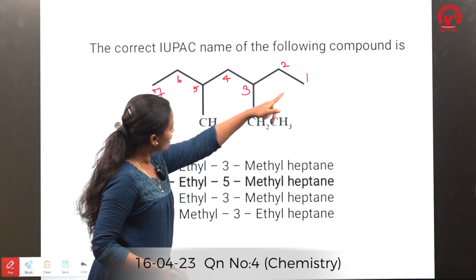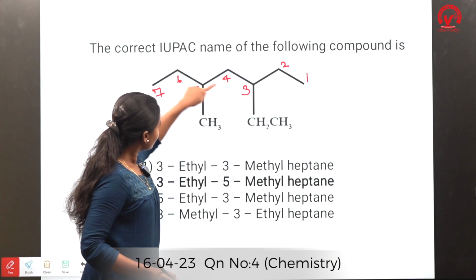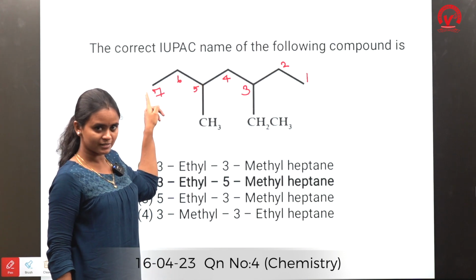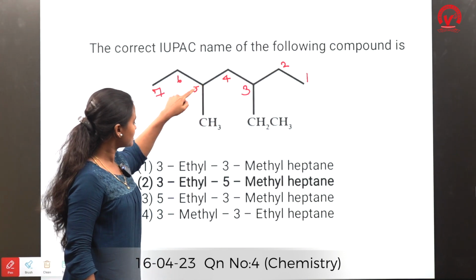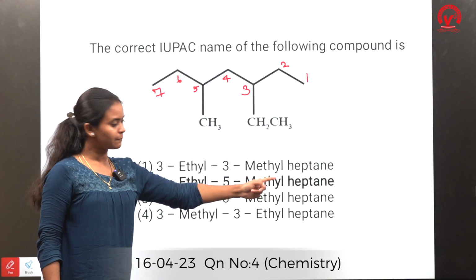Now we are naming the compound: 3-ethyl, 5-methyl. There are 7 carbon atoms present, so we call it heptane. So the answer is 3-ethyl-5-methylheptane.